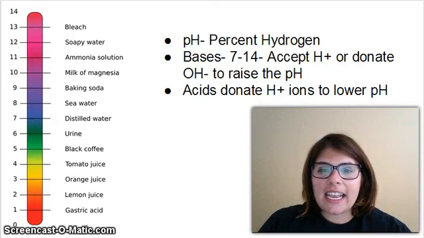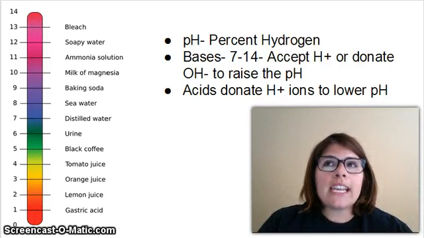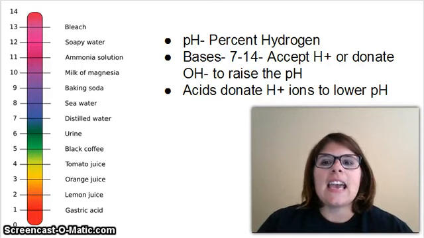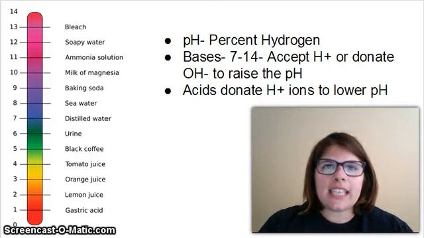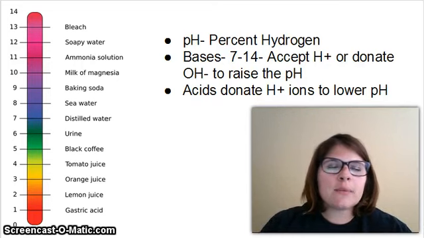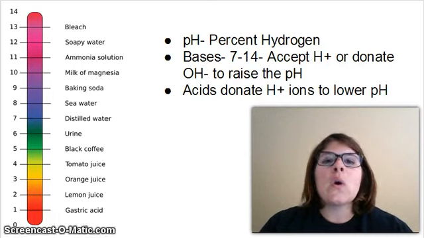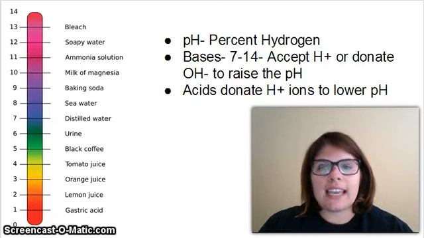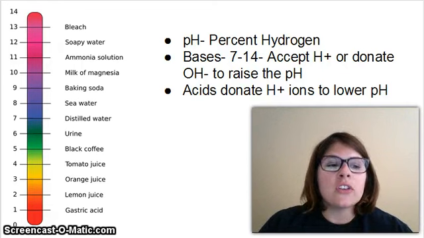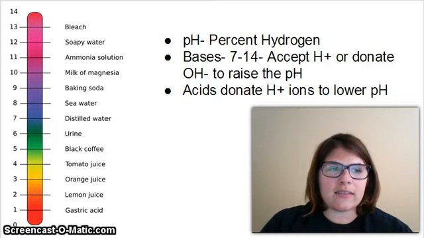Acids, on the other hand, tend to feel a little gritty, and they're going to be below 7. Now 6.8 technically is an acid. Anything below 7 is an acid, and they're going to donate those hydrogen ions, which is going to lower our pH. So from 0 to 6.999, you have an acid. From 7.1 to 14, we have a base. So we're going to accept those hydrogen ions for the bases, and we're going to donate them for the acids. So that's all I need you to know for the percent hydrogen pH scale.